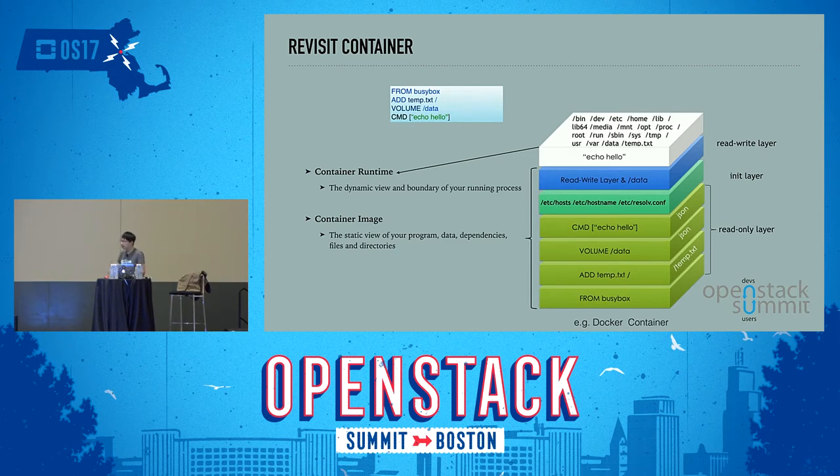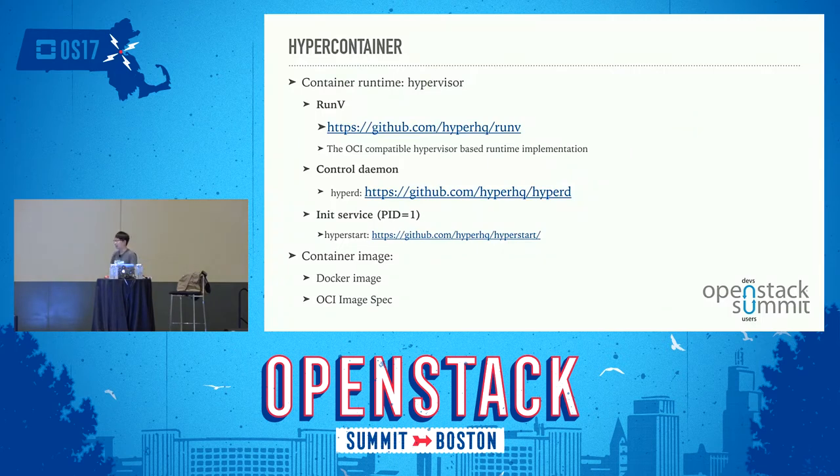So this picture reminds us of what happens if we replace the container runtime part with a hypervisor while still using the Docker image. Yeah, that's a better idea, I think. So that's the HyperContainer project, which is fully open source and composed of three components. The first component is RunV. It is an OCI-compatible hypervisor-based runtime implementation, and it has a control daemon. It also has a native service.